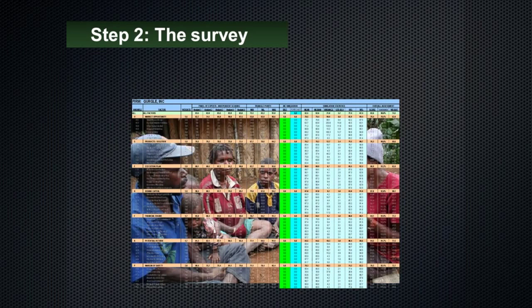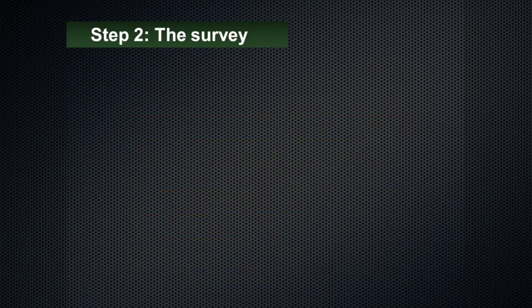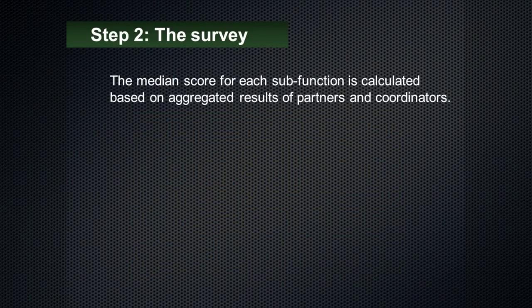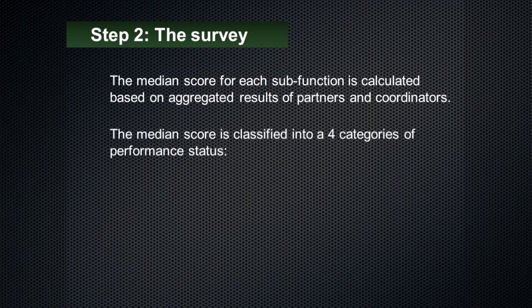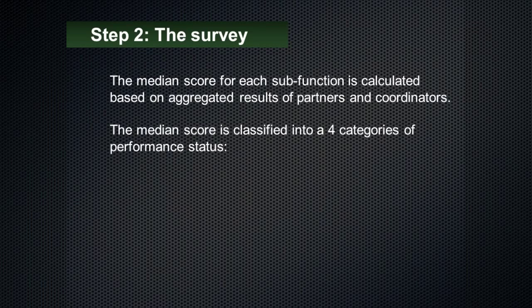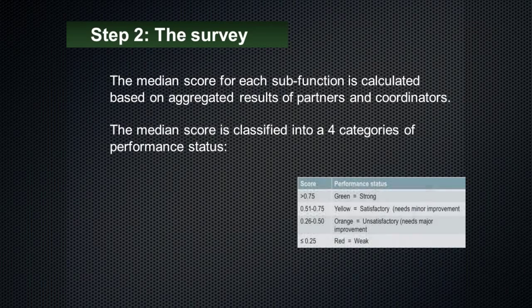Once completed, the results of the survey are compiled in an Excel table. The median score for each sub-function is calculated based on aggregated results of partners and coordinators. The median score is classified into 4 categories of performance status: strong, satisfactory, unsatisfactory, and weak. The survey results are weighted and compiled into a report.